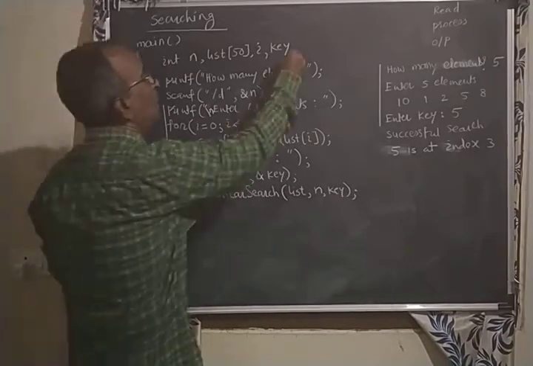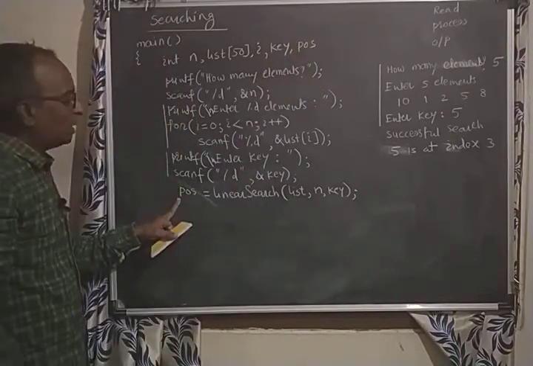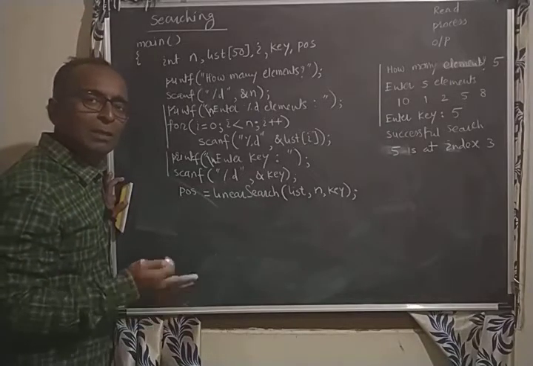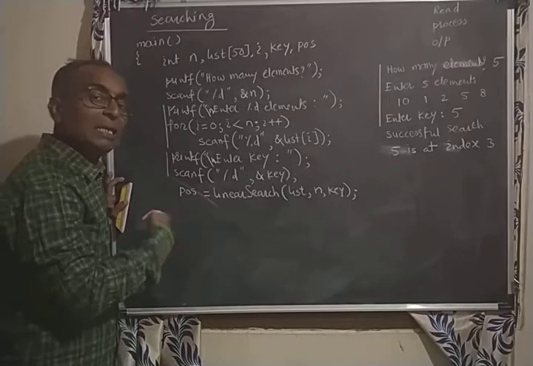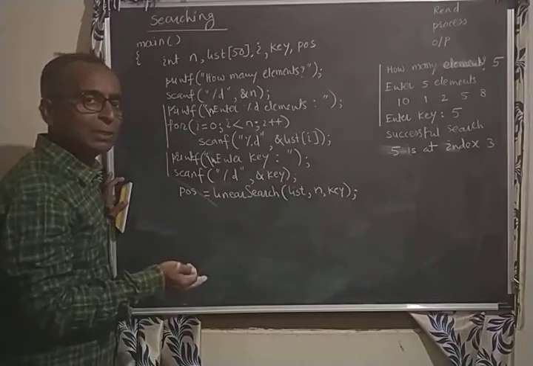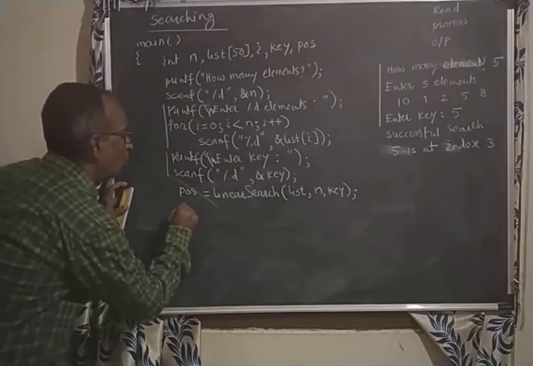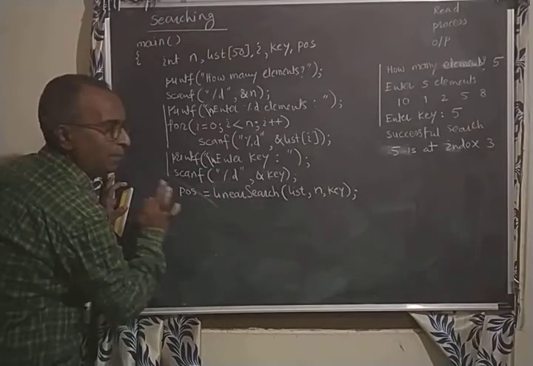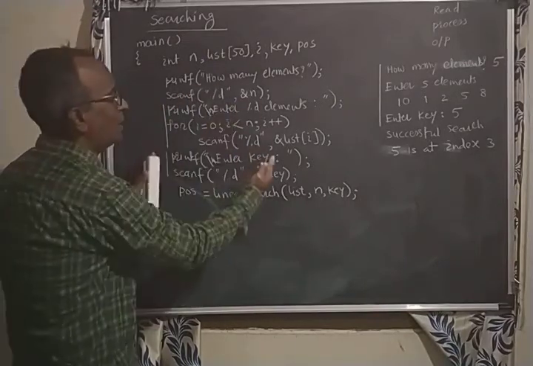Position has not been declared, so declare this position. Now what happens if position is -1? What does it mean? That this is an unsuccessful search. Else it is a successful search and the element is at this position. So this function returns us the position. This is the top-down approach. The main task is done.